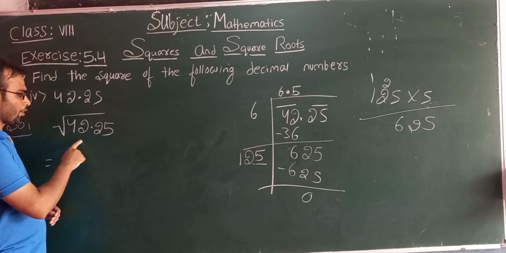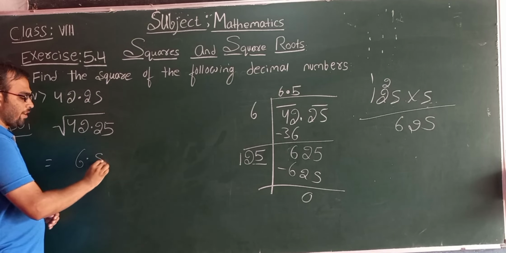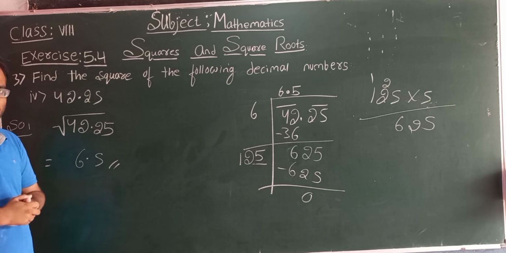And the square root of 42.25 is what? 6.5.